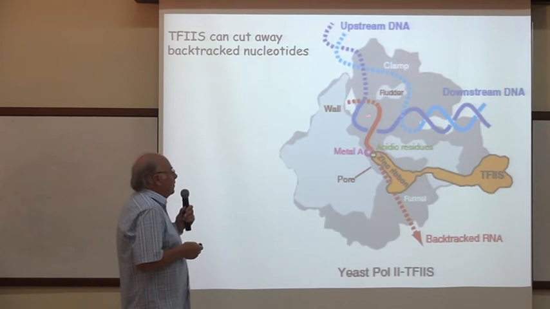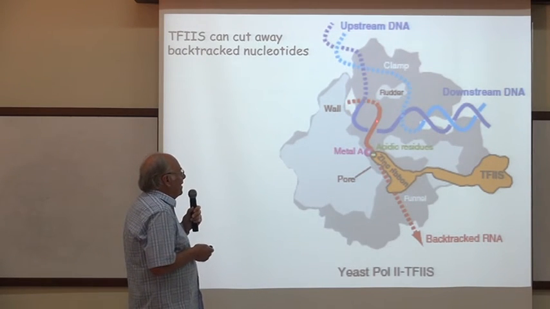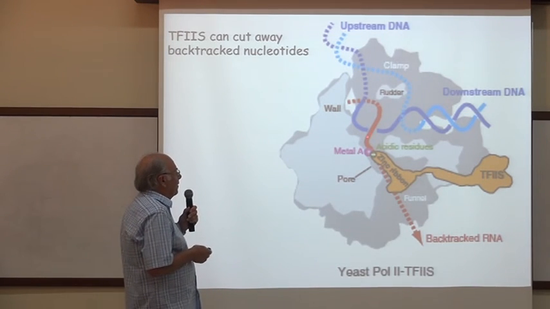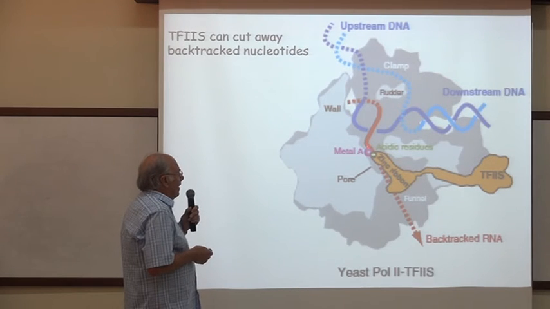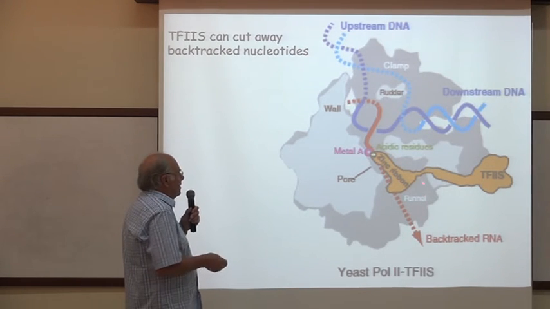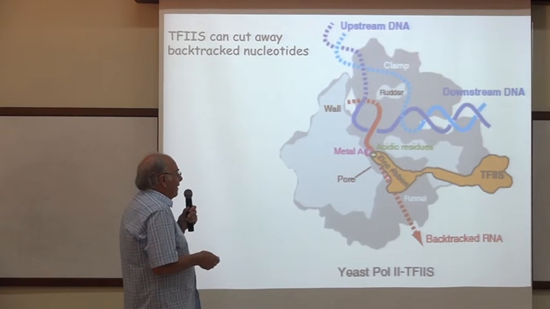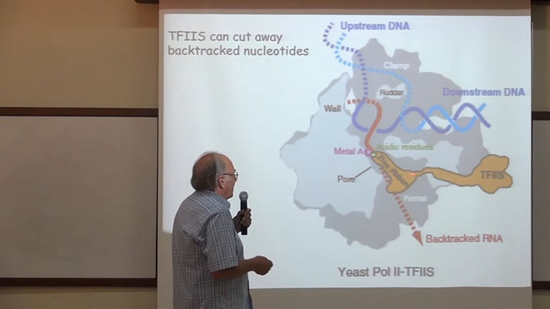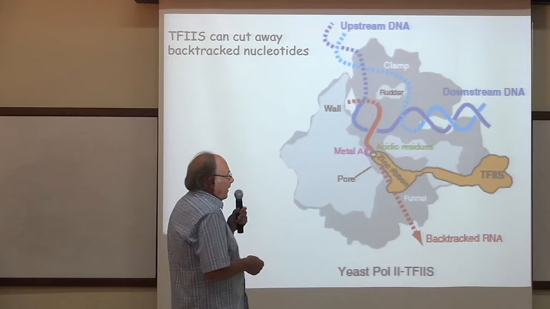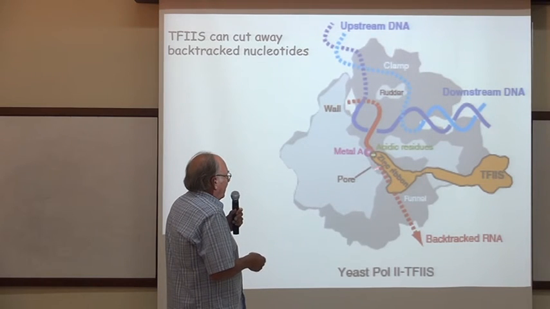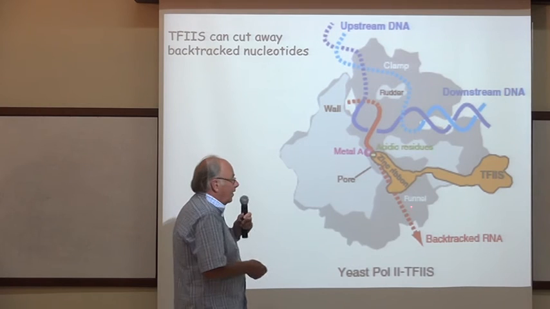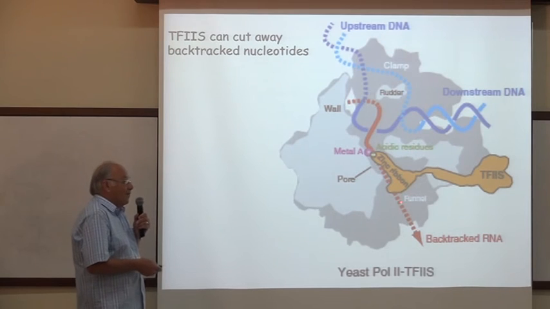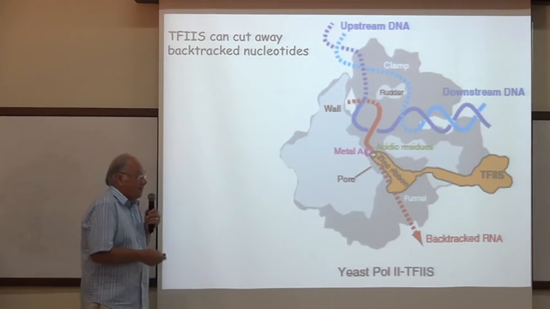I mentioned the case where the RNA is being backtracked. You move backwards because there is some problem with the RNA produced, and then it comes out through this funnel on the lower side, and then there's a specific transcription factor, TF2S, which is an RNA nuclease, cleaving off the nucleotides which are coming out through the funnel below, which is the same funnel through which the nucleotides are entering the active site.